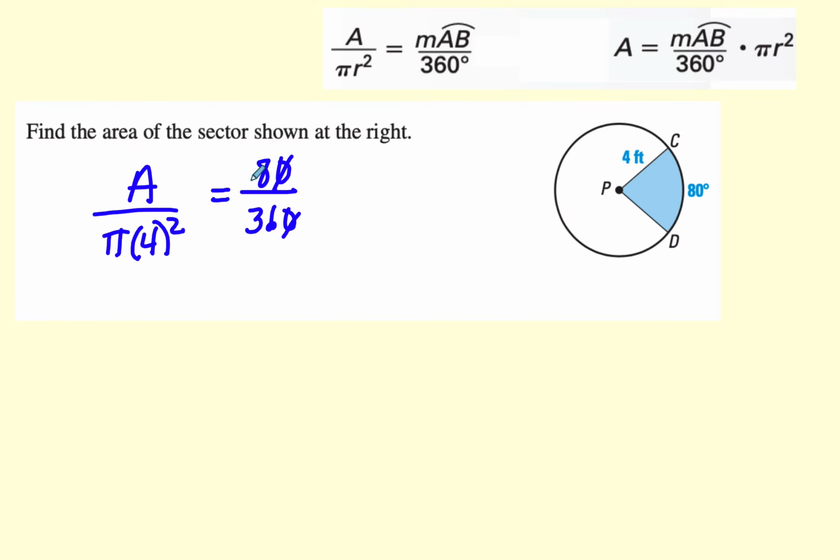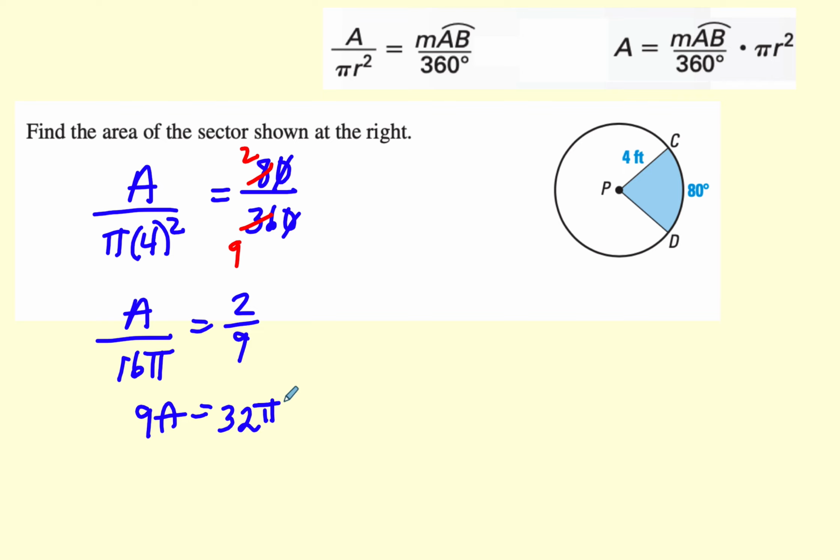4 goes into there, 4 goes into here 2 times, and 4 goes into here 9 times. So my formula, equation is really a over 16 pi, because that's what 4 squared is, equals 2 over 9, because I have simplified that other thing. Now I'm going to cross multiply, so that's going to be 9a equals 32 pi, and then the area will be equal to 32 pi all over 9.